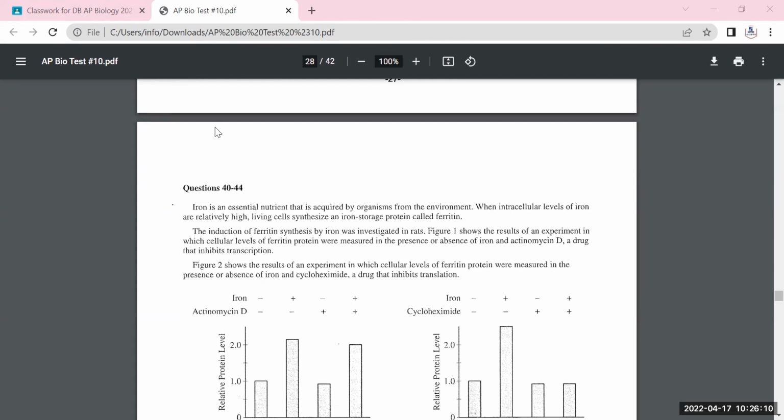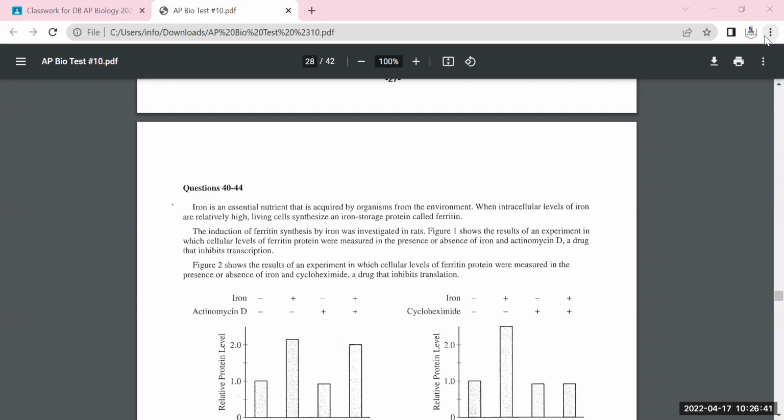Okay, iron is an essential nutrient required by organisms from the environment. When intracellular levels of iron are relatively high, living cells synthesize an iron storage protein called ferritin. The induction of ferritin synthesis by iron was investigated in rats. Figure 1 shows the results of an experiment in which cellular levels of ferritin protein were measured in the presence or absence of iron and actinomycin D, a drug that inhibits transcription.